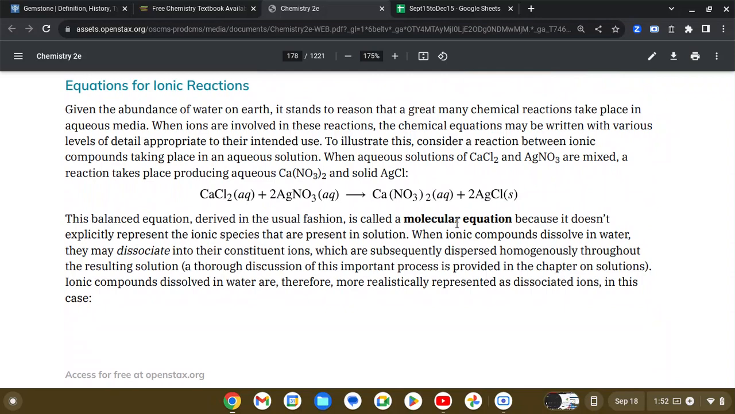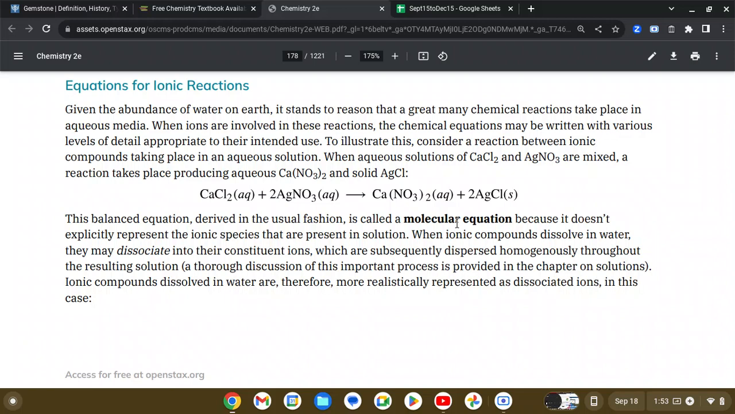Equations for ionic reactions. Given the abundance of water on Earth, it stands to reason that a great many chemical reactions take place in aqueous media. When ions are involved in these reactions, the chemical equations may be written with various levels of detail appropriate to their intended use. To illustrate this, consider a reaction between ionic compounds taking place in an aqueous solution. When aqueous solutions of CaCl2 and AgNO3 are mixed, a reaction takes place producing aqueous calcium nitrate and solid silver chloride.